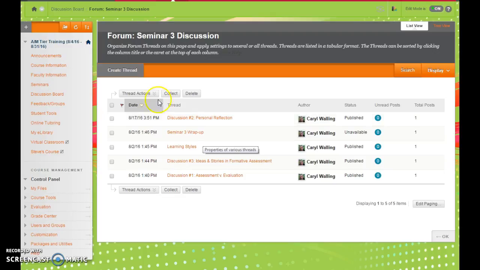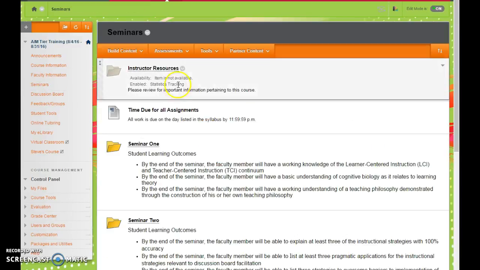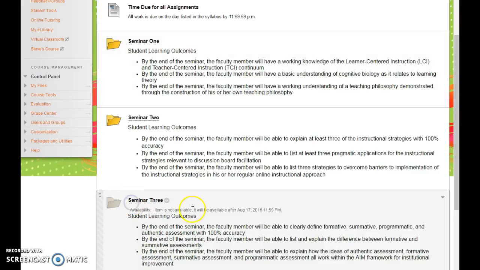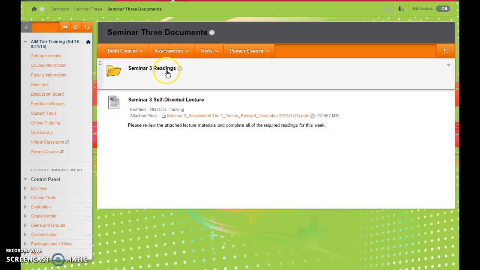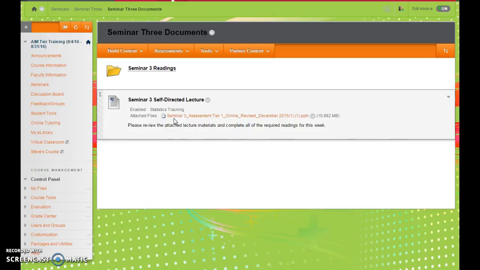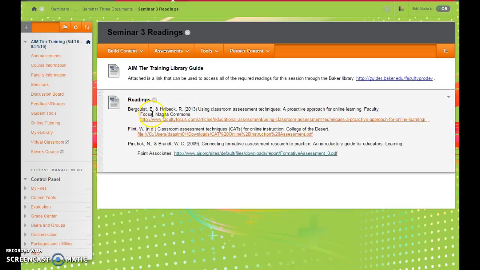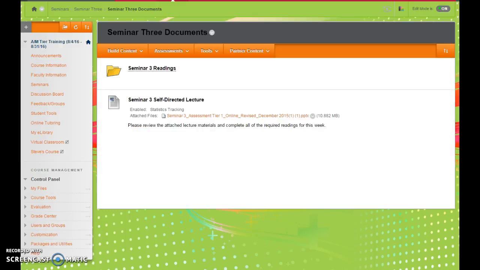If we go over to the seminar folder, you'll see that you have readings and assignments. If you go into the documents page, you'll see that you have different readings from Magna Commons and from the College of the Desert. And then you'll see that you have a self-directed lecture here that offers you different strategies and information about assessment.